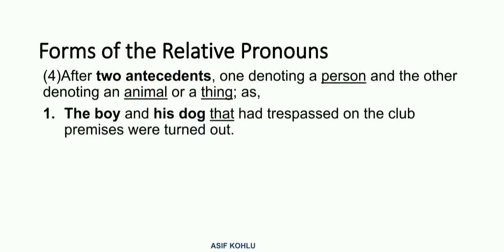How? Look at the example: the boy and his dog. Now here we have two antecedents. One antecedent is the boy, which is denoting a person.